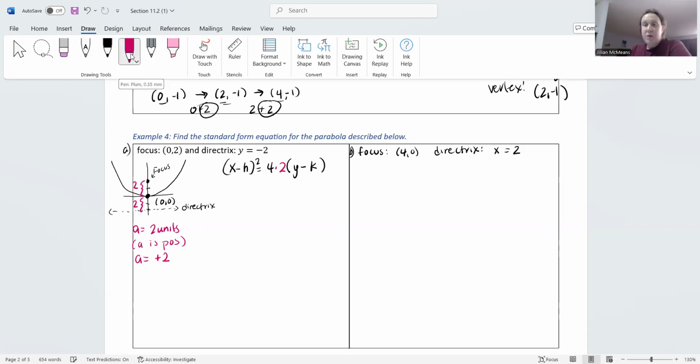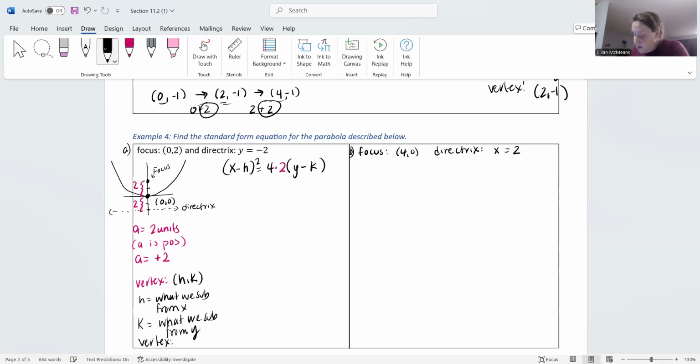And then we can fill in h and k, because remember, h and k are the coordinates for the vertex. So the vertex is (h, k). Remember, h is what we subtract from x, and k is what we subtract from y. We have that our vertex is (0, 0). So that tells me h equals 0 and k equals 0. So let's plug those in.